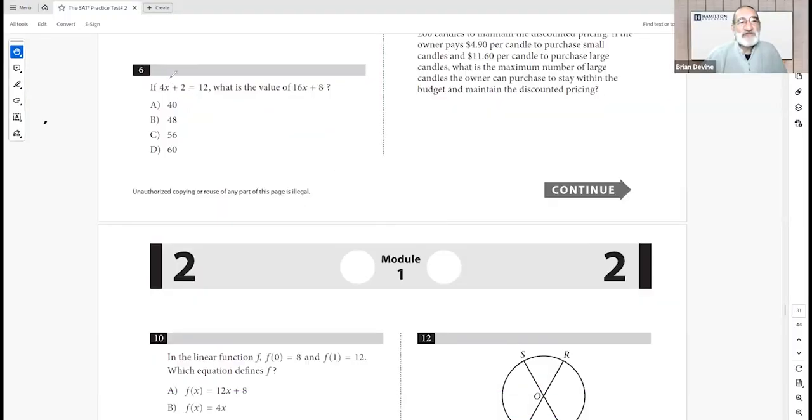For problem 6, if 4x plus 2 equals 12, what's the value of 16x plus 8? Well, note something. If I take the equation 4x plus 2 equals 12, and I take the whole thing and multiply it by 4, I'm going to get 16x, 4 times 4x, plus 4 times 2 is 8. Well, that's the thing I want, and that would equal 4 times 12, which is 48. So 48 is the correct answer, B.